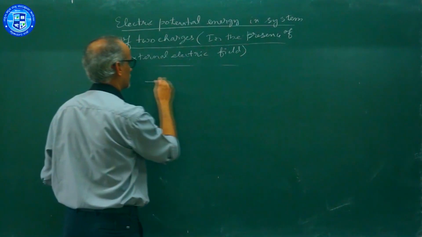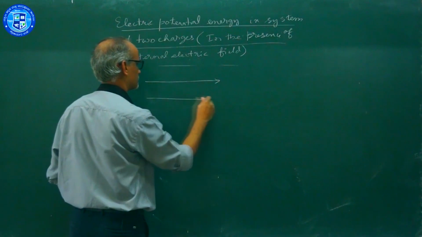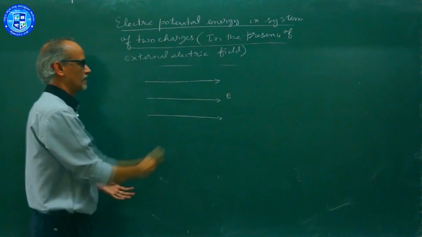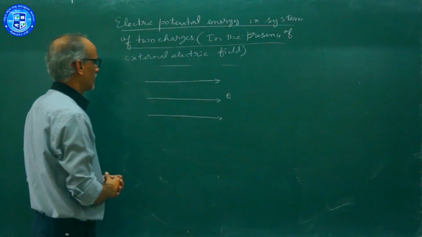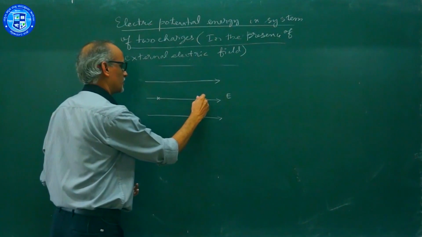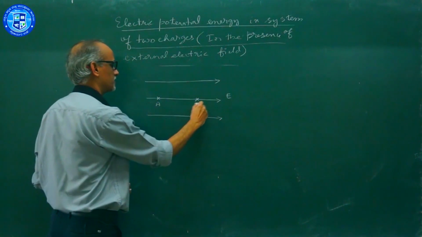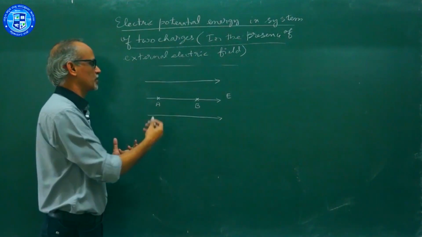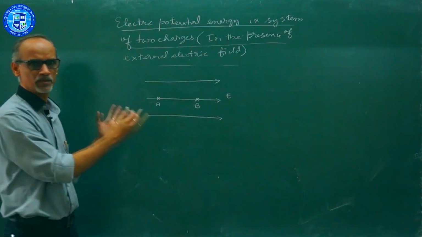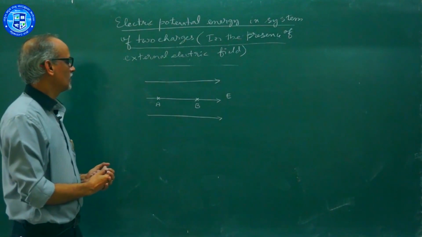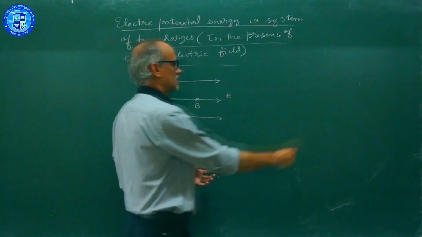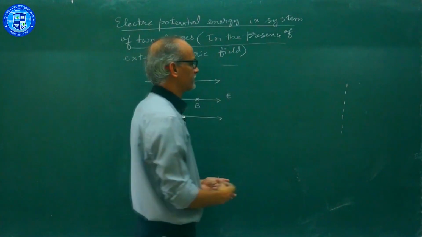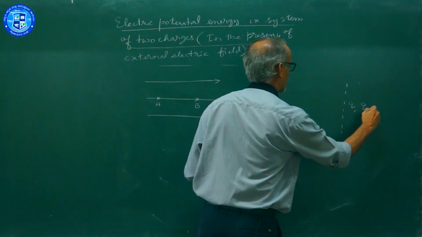So let us consider a uniform electric field of magnitude E directed as shown in the diagram. And here I am going to consider two points A and B, where I want to bring two charges Q1 and Q2, and I want to find the total energy stored in the system of two charges. First, as a reference, again I'm going to consider the zero energy level at infinity, from which I bring the two charges Q1 and Q2.